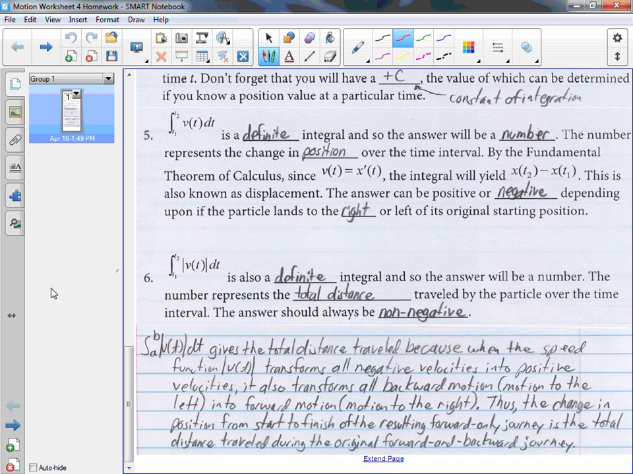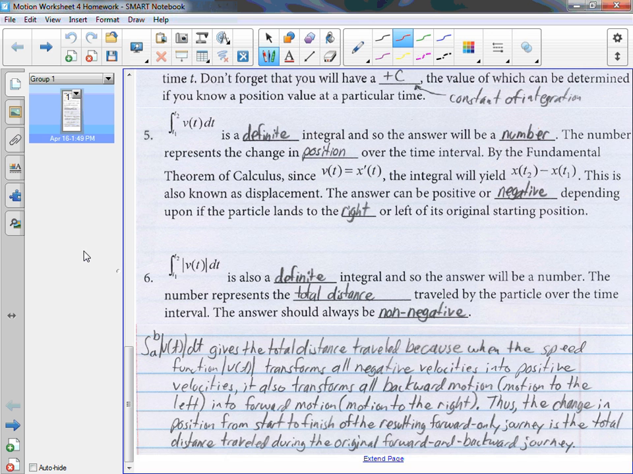So I wrote down that this gives the total distance traveled because when the speed function, which is the absolute value of the velocity function, transforms all negative velocities into positive velocities, it also transforms all backward motion, motion to the left, into forward motion, motion to the right. Thus, the change in position from start to finish of the resulting forward-only journey is the total distance traveled during the original forward and backward and forward and backward and backward and forward and left and right. Okay? Make sense?